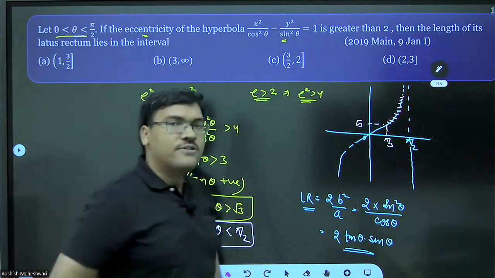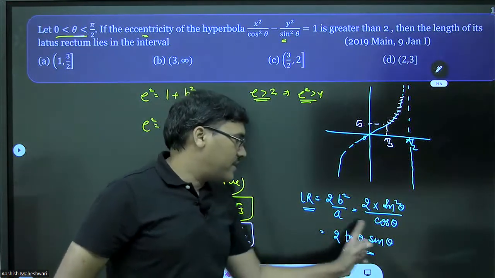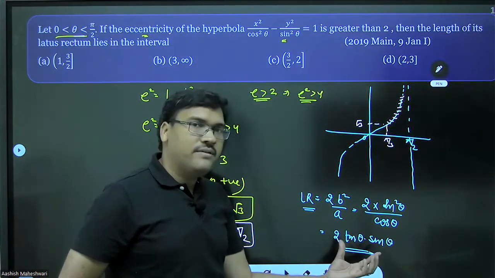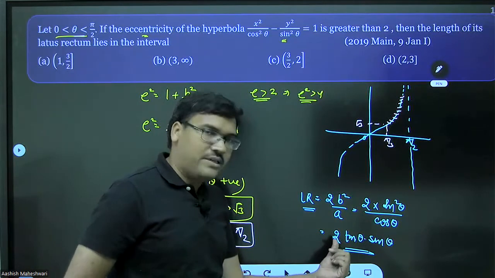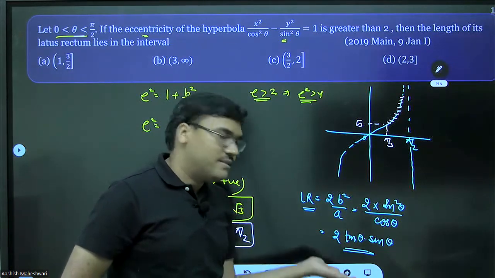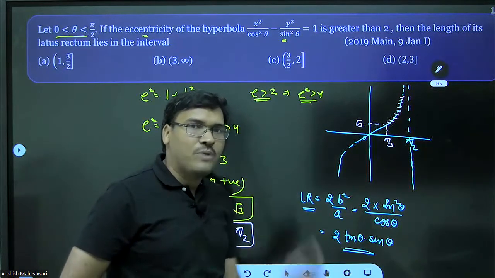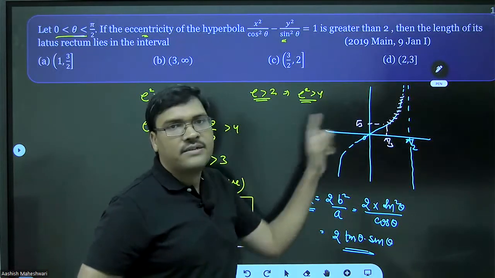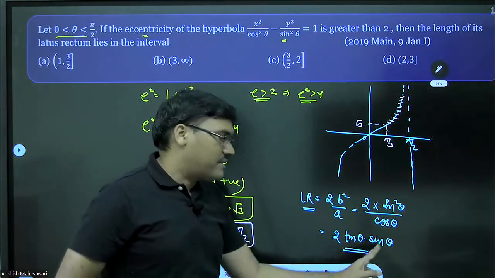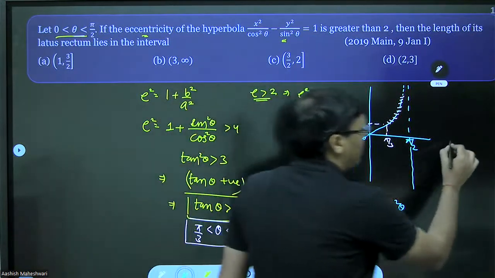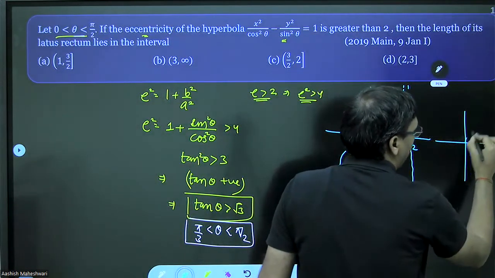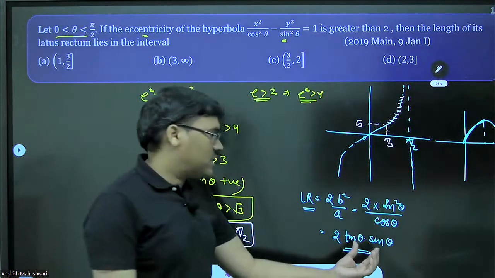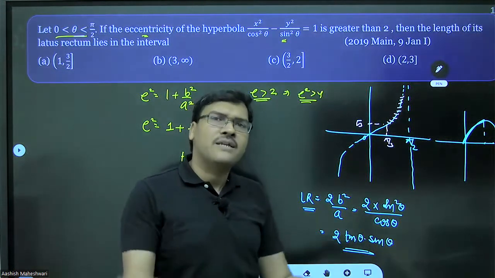Now we have to just find the range of this. If you have to find the range of this, you can first understand that this quantity is a function of theta. This is an increasing function in the interval 0 to pi by 2. Why? Because between 0 and pi by 2, tan theta is an increasing function. You can clearly see tan theta is an increasing function between 0 and pi by 2. And sine theta is also an increasing function in 0 to pi by 2. This is the graph of sine theta, right? You can see this is an increasing function in the interval 0 to pi by 2. So this will be increasing into increasing, which will be an increasing function.